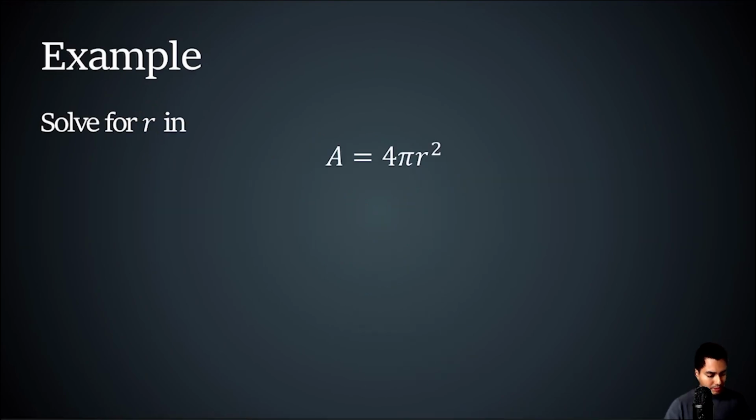Okay, next up we have this guy. We have to solve for r in 4 pi r squared, and again we don't need to know what these terms indicate yet, but this is the equation for the surface area of a sphere.